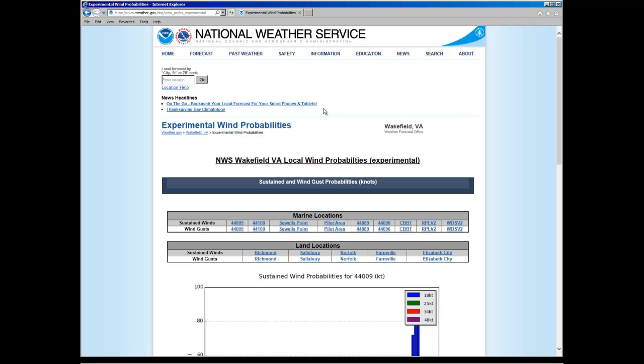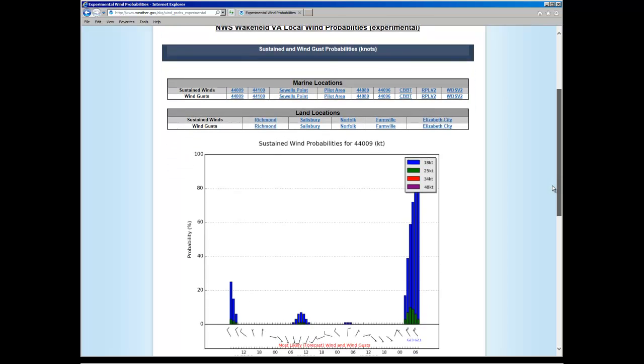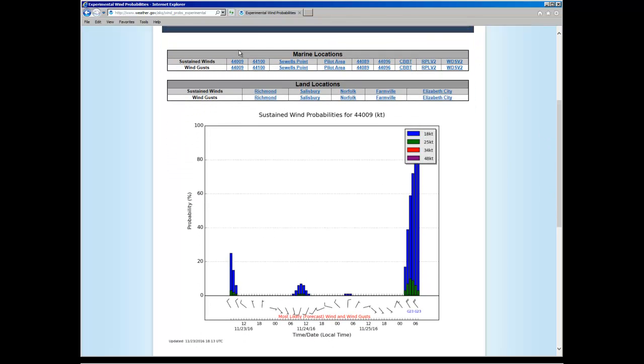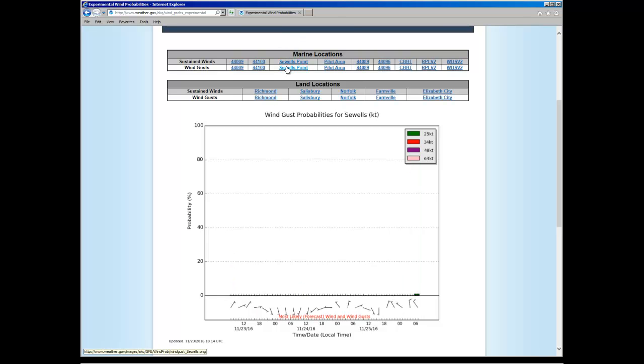Switching to the website that will be active this winter season, this is what the wind probability website looks like. You can see we are providing wind probabilities for various locations. We use the buoy numbers, so the buoy 9 is the one off of Ocean City. We have buoy 100, we have Sewell's Point, the pilot area, buoy 89, buoy 96, the Bay Bridge Tunnel, and Rappahannock Light. We are providing wind probabilities for both sustained winds as well as wind gusts. In these examples here, there's not much of a probability of very strong winds. Once again, we're using wind ranges of 25 knots, 34 knots, 48 knots, and 64 knots.